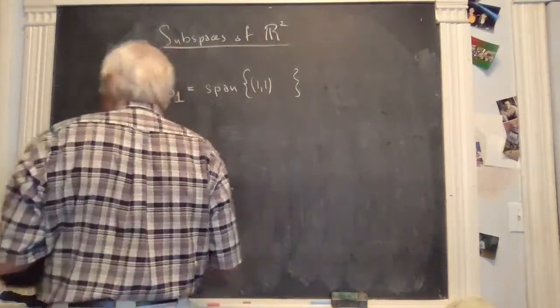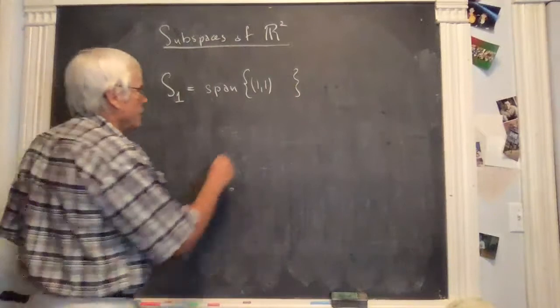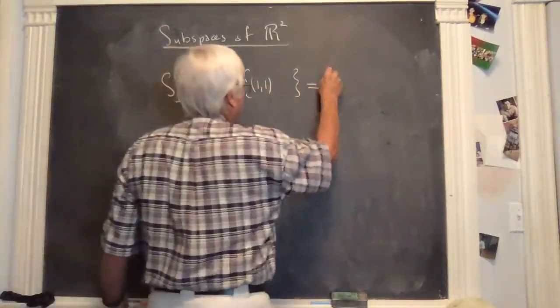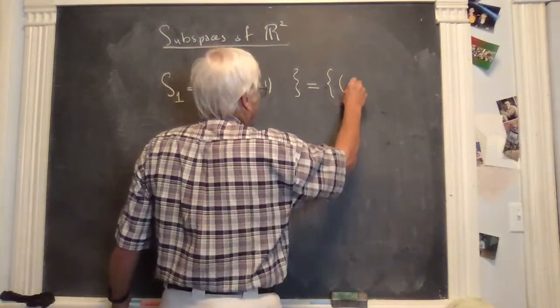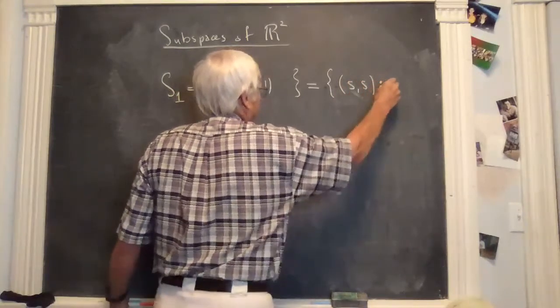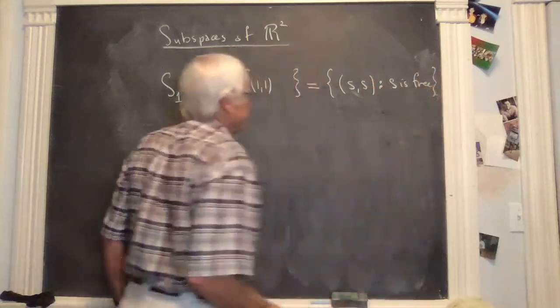So if you look at the span of just (1, 1), that is a subspace. This is sort of an easy one. It means all linear combinations. Well, you can only take multiples. So this is all the vectors of the form (s, s) such that s is free. It can be any real number.